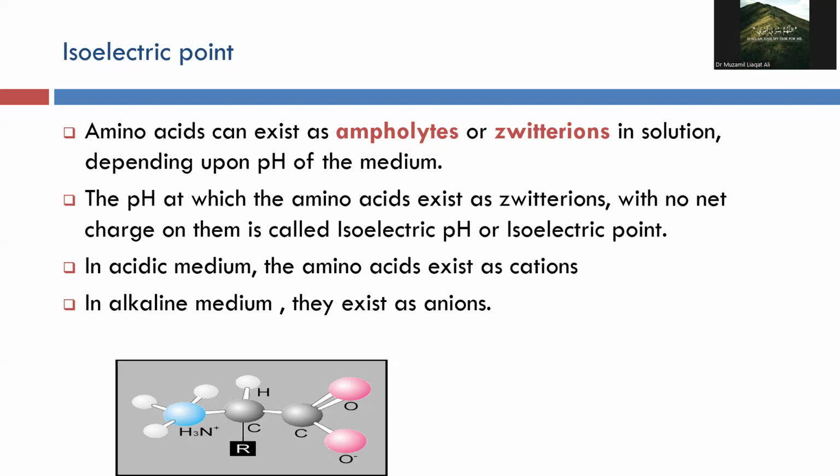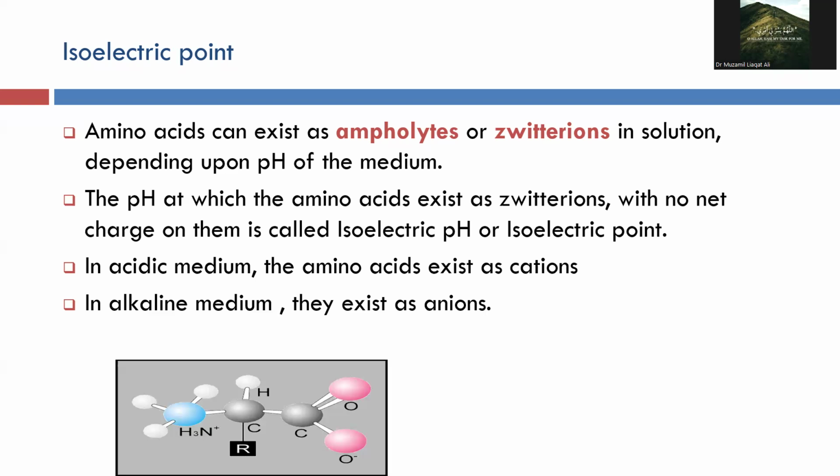Next is the alkaline medium, meaning the high pH. And if pH is on the higher side, then amino acids lose their hydrogen ions. So they become anions. And then the net charge will be negative one. And furthermore, at the isoelectric point, the zwitterion, there will be no net charge on its structure.